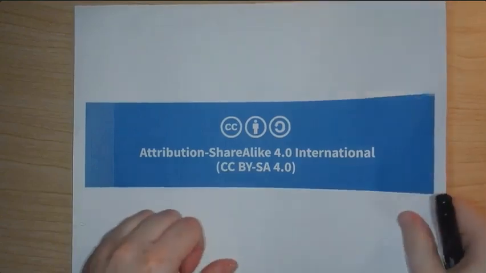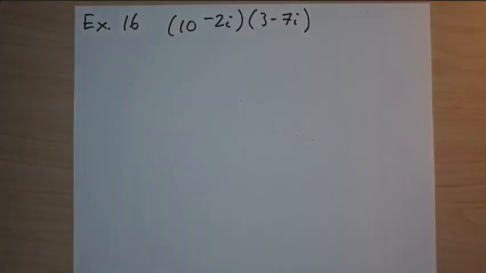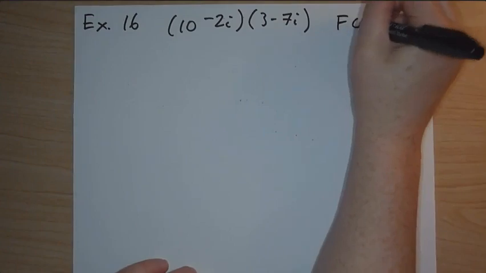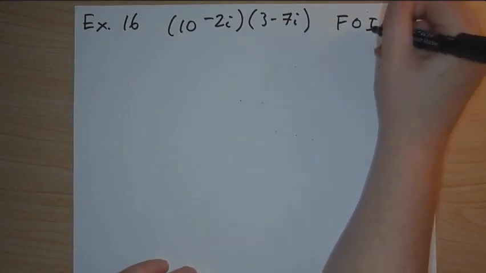This is Lab 17, Example 16. We have two complex numbers, 10 minus 2i and 3 minus 7i, and we're multiplying them together. We're going to use the FOIL method, just like we have done for real numbers.